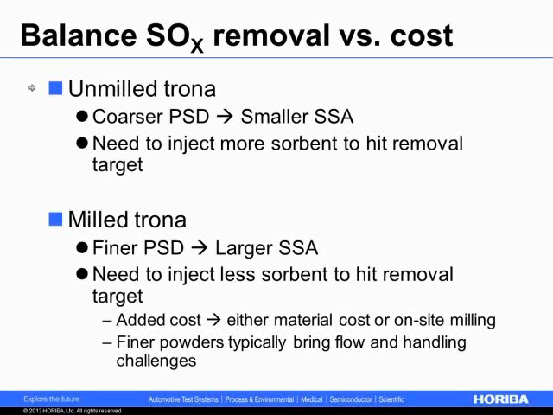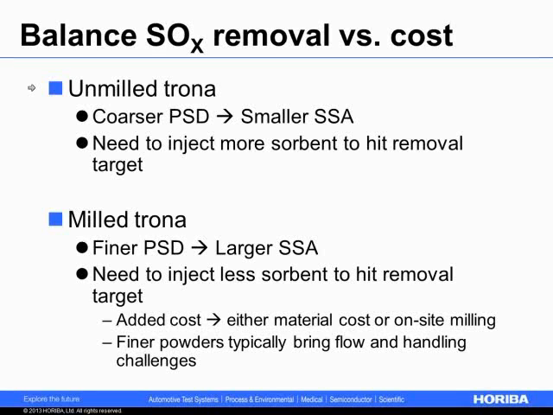but it has a coarser particle size distribution than milled Trona. Regardless of the porosity of a material, if the particles themselves are larger, the specific surface area, that's what SSA means, will be smaller. There's simply less surface for the same mass of material. So operators will need to inject more of this larger Trona to hit the removal targets. Instead, if you reduce the particle size, that's beneficial because you increase the specific surface area, and you now need to inject less sorbent to hit the removal target.